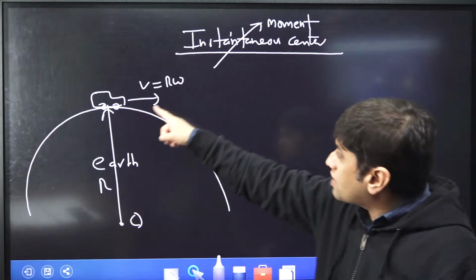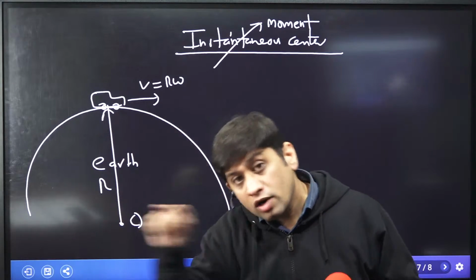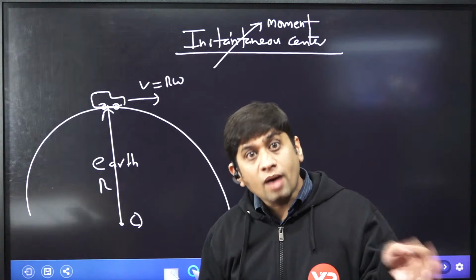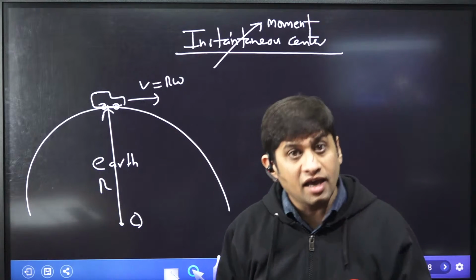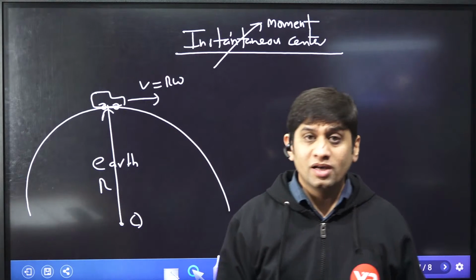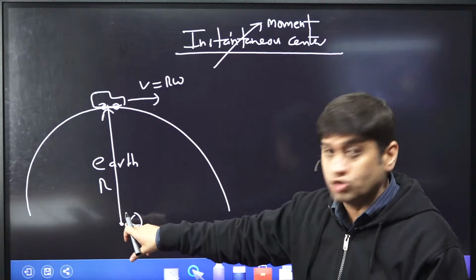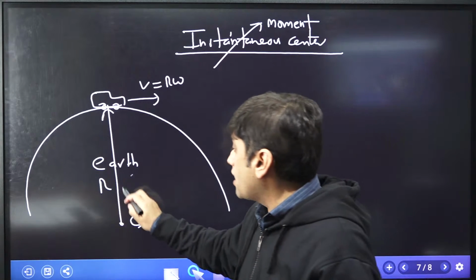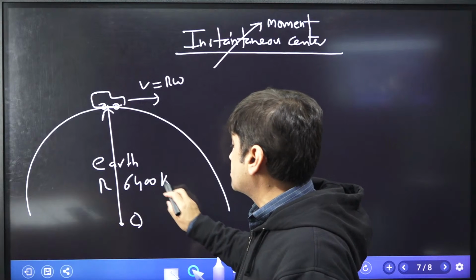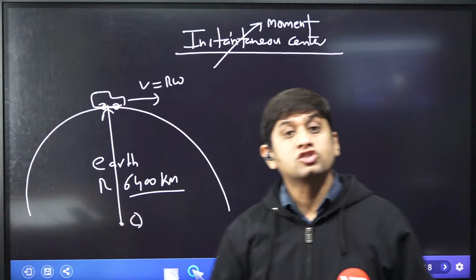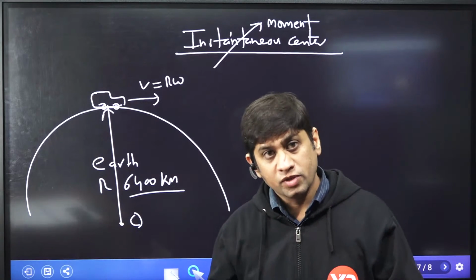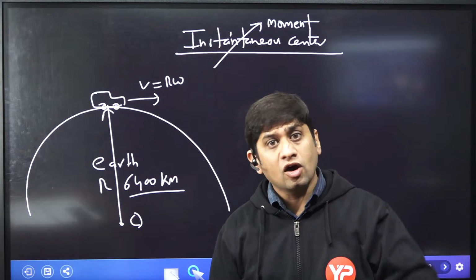जो बॉडी प्योरली ट्रांसलेट भी कर रही है, उसका भी एक ऐसा सेंटर है जिसके अबाउट आई कैन अज्यूम दैट इट इज डिस्प्लेइंग प्योरली रोटेशनल मोशन, जो मैंने यहां पे अज्यूम किया. नो डाउट दिस आर इज अ वेरी बिग डिस्टेंस. कितना है अर्थ का रेडियस? 6400 किलोमीटर. तो आर तो बहुत ज्यादा है, इनफाइनाइट है ऑलमोस्ट.